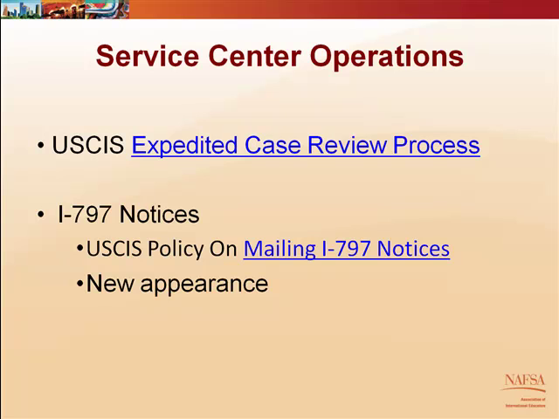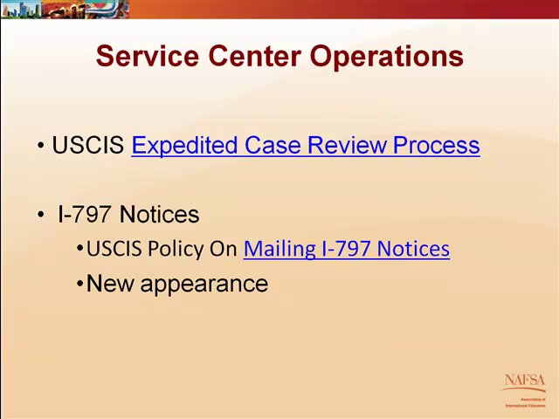Some changes on I-797s. USCIS resumed sending the original I-797 receipt and approval notice to the attorney or accredited representative listed on Form G-28. It has also changed the appearance of its Form I-797C, which is used to communicate non-immigration benefit information, for example, receipt of payments, rejection of applications, transfer of files, and other similar notices.